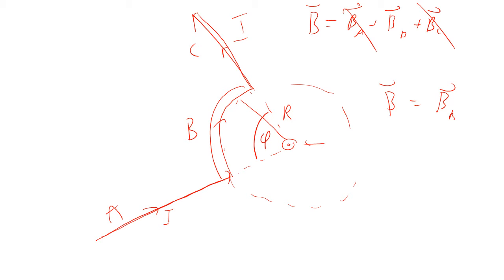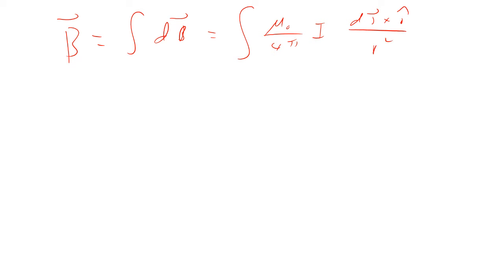Okay, so how will we find the magnetic field there? Well, the magnetic field is going to be the integral of the differential field. So that's going to be the integral of mu naught over 4 pi I ds cross r hat over r squared. Okay, so the Biot-Savart law. Okay, so first of all, the ds cross r hat is just going to be ds, because r hat's going to be perpendicular to the ds.